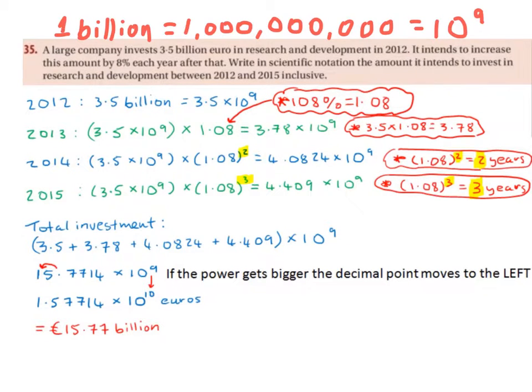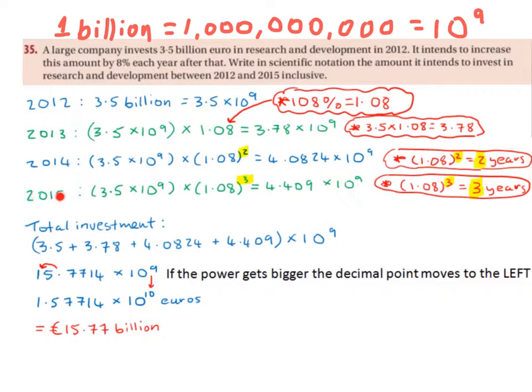So for 2014, we're going to do the same thing. We're going to take that initial amount, 3.5 times 10 to the power of 9, and this time we're going to multiply it by 1.08 squared, because squared is going to represent 2 years. The power of 2 is going to represent 2 years. And that's going to give us 4.0824 times 10 to the power of 9.